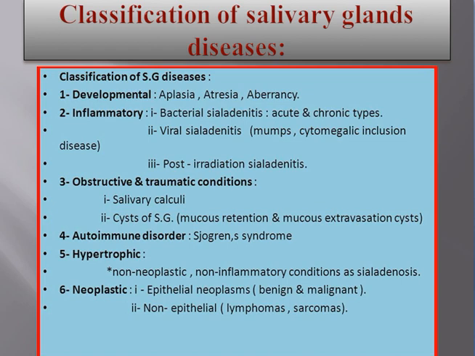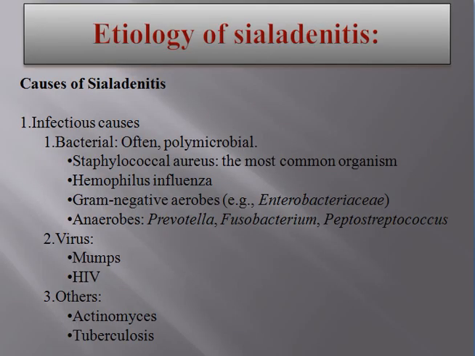And the last part of this classification is neoplastic diseases and disorders like epithelial neoplasms, and they can be benign and malignant, and non-epithelial, for example, lymphomas or sarcomas. Nevertheless, they are neoplastic and in most cases malignant.